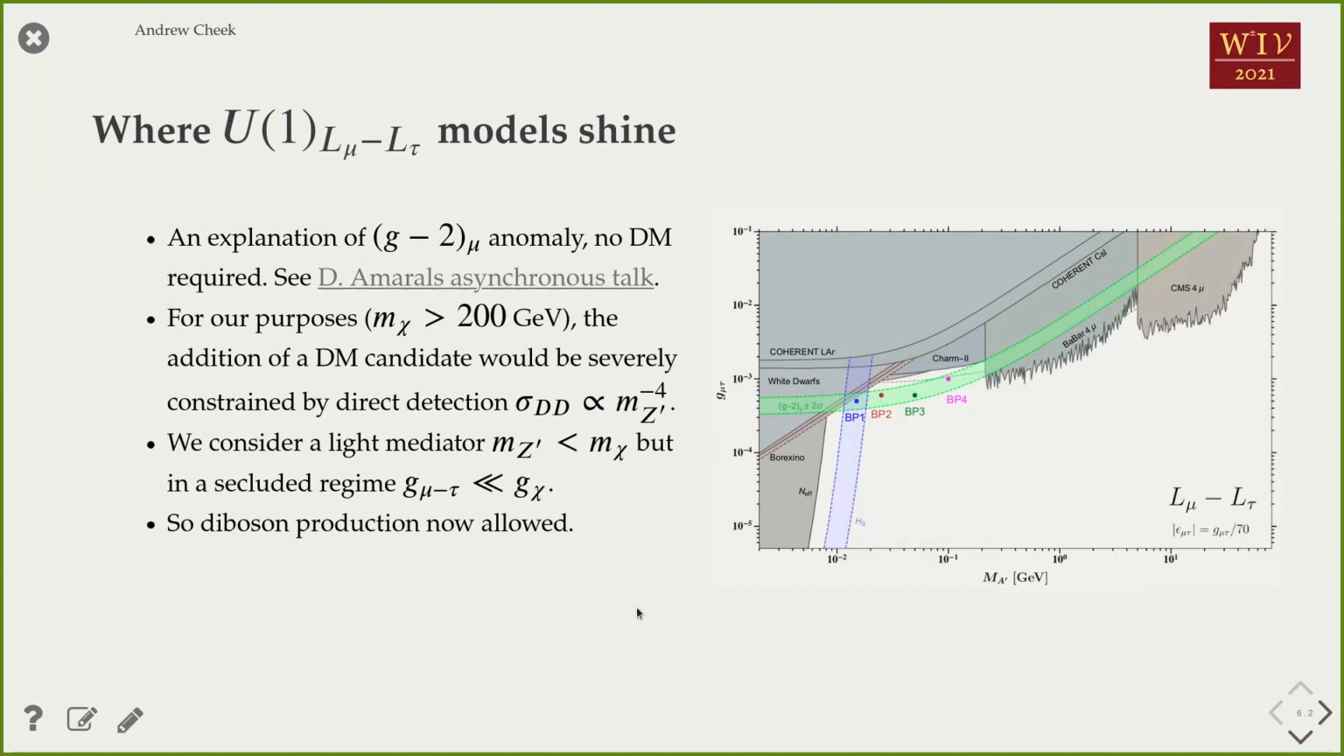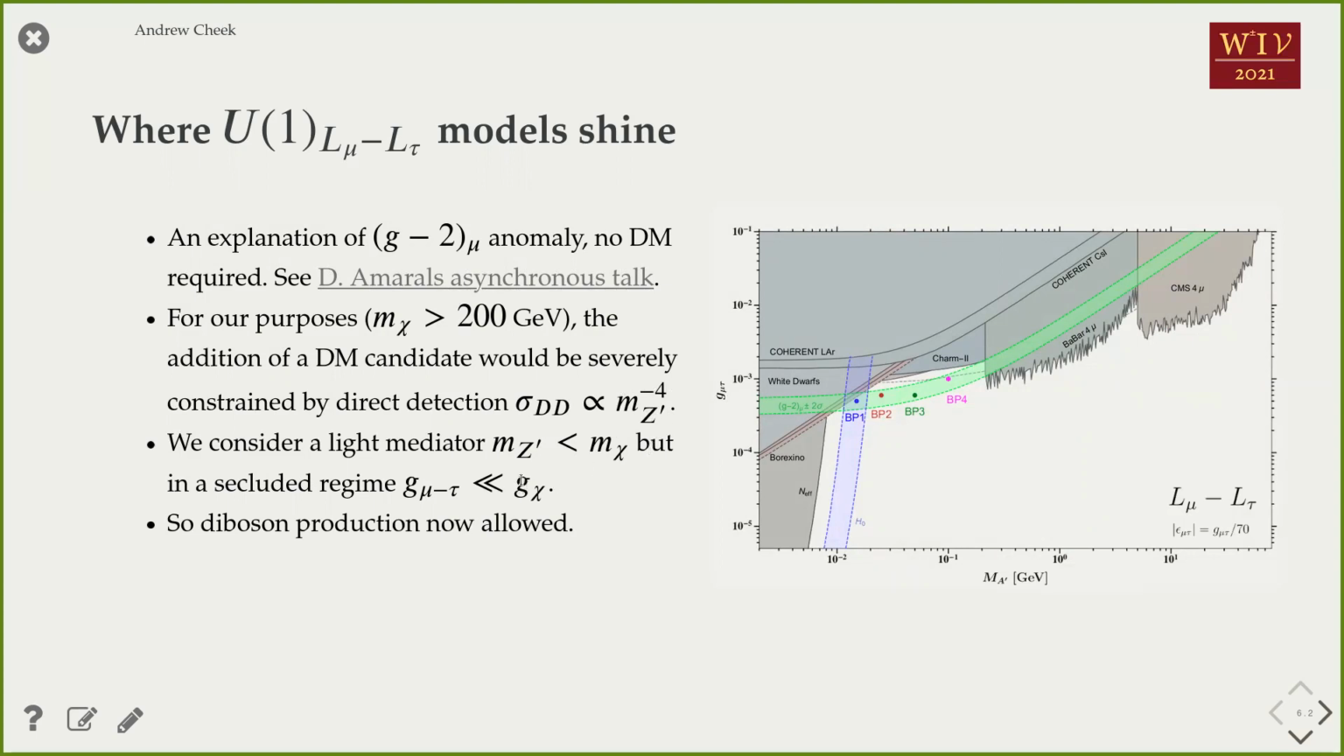But for our purposes with KM3NeT, we want our dark matter particle. We want a dark matter particle, which isn't necessarily on this picture on the right, and we want it to be above 200 GeV. Now, in this situation, this model will be severely constrained by direct detection, now more so than previously because we're no longer suppressed by the mass of the mediator because it's now light.